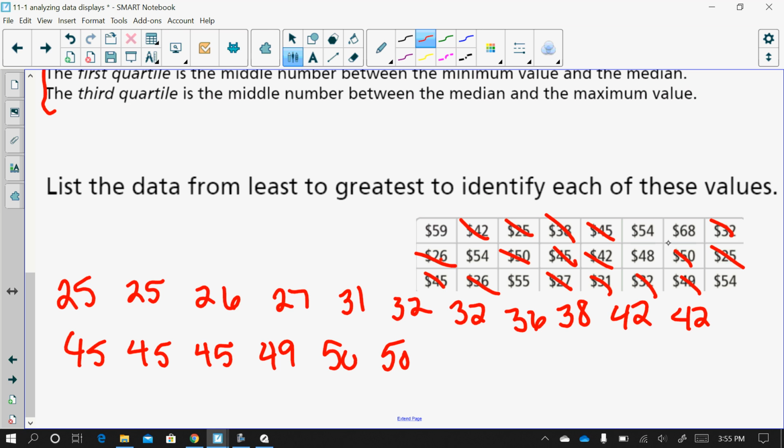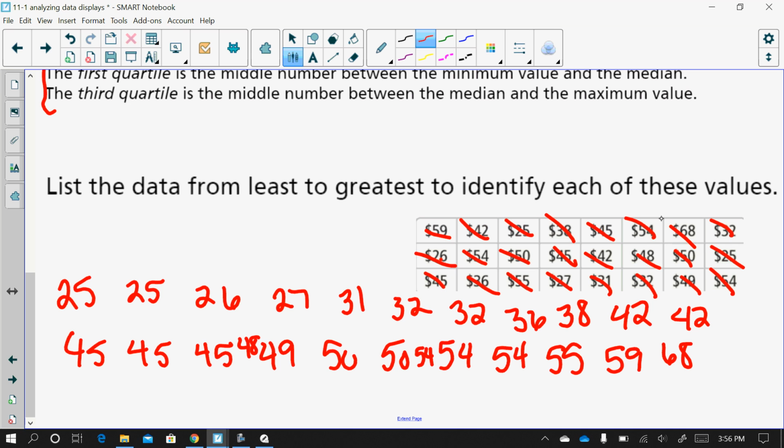50. Oh, I missed a 48 in there, so let's squeeze it in. 54, 54, 55. Oh, I missed another 54. Squeeze that one in. 59 and 68. And then I always like to count to make sure I have them all.